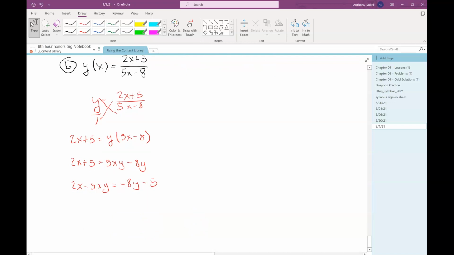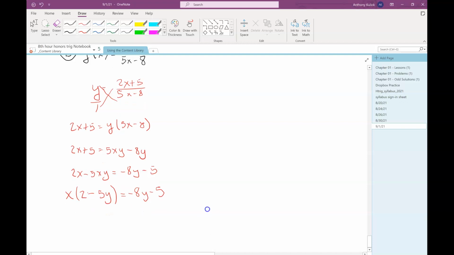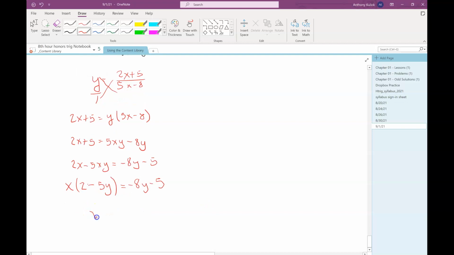Notice on the left-hand side, everything has a factor of x in it. So I can take out a greatest common factor of x. In doing so, I went from x in 2 locations to x in 1 location. Yay! So my next step will be to divide both sides by 2 minus 5y. And there's the x all by itself.